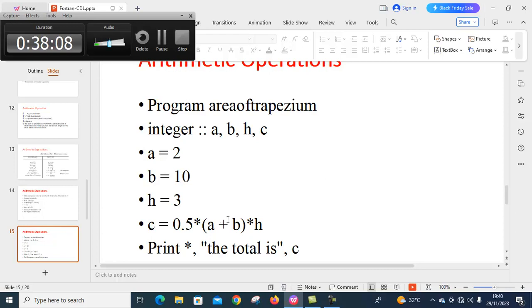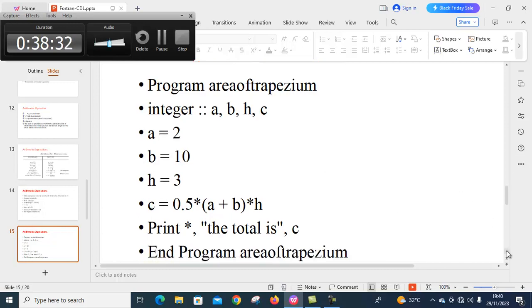The actual formula for the area of a trapezium is what? A plus b over 2 multiplied by h. So we have to convert the half to 0.5. Good. Then it prints.